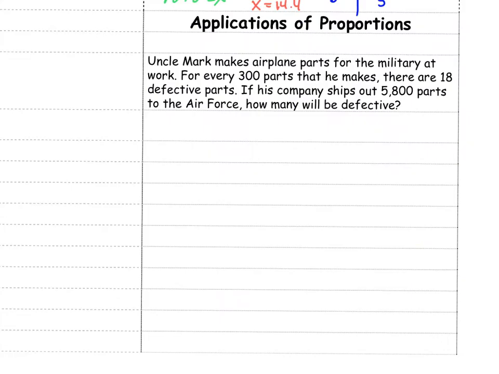All right, our example number 1. We are going to do some annotating. So Uncle Mark makes airplane parts for the military at work. For every 300 parts that he makes, so those are the total parts, there are 18 defective parts. If his company ships out 5,800 parts, how many will be defective? So again, this is total parts. So I circled some things, I underlined some things.